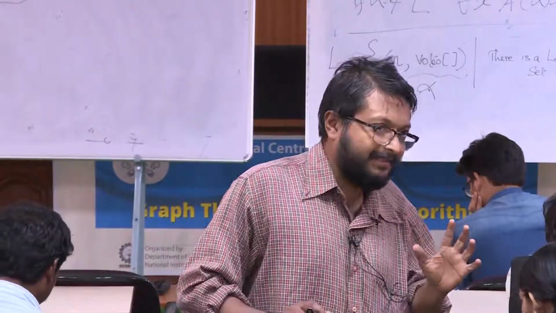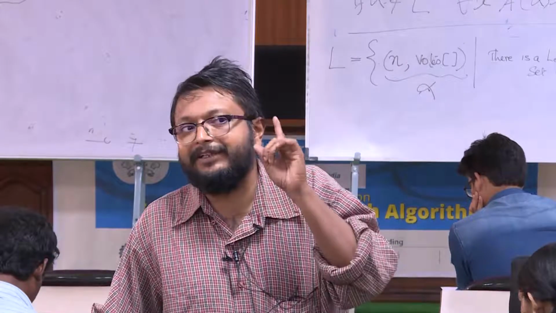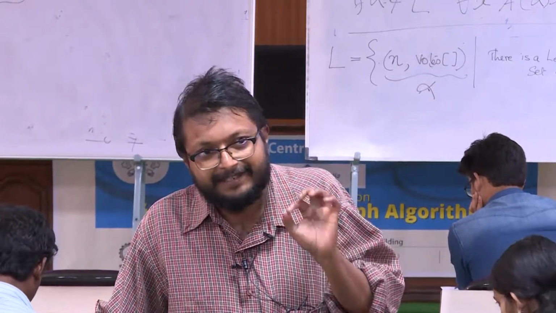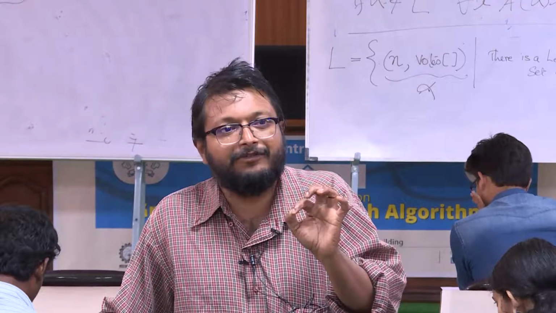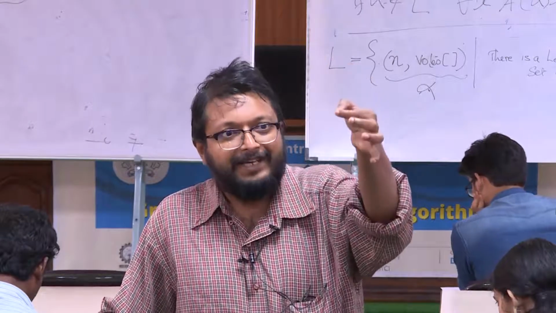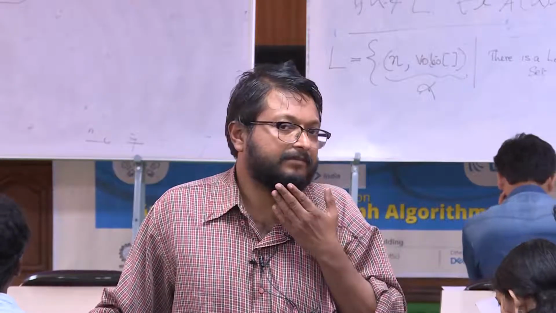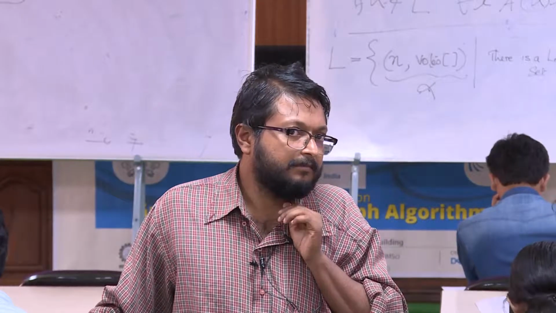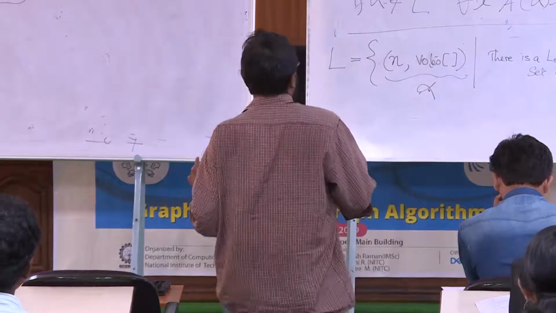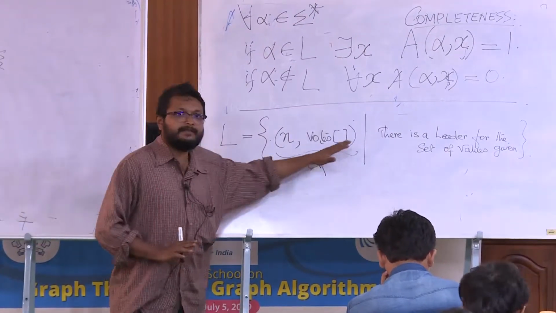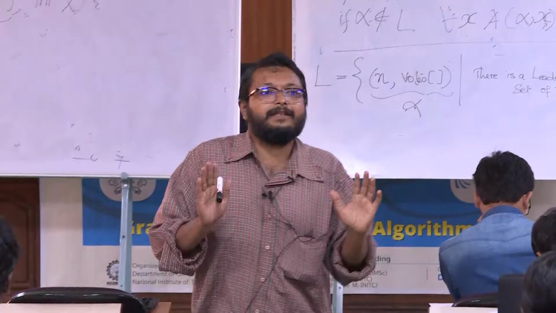You need to ensure that a certificate always exists. Only then can a verifier be designed. If you want to design a verifier, you have to find some way of ensuring that every valid alpha has a certificate. So our decision problem is whether something belongs to a set or not. The question is whether this system has a leader or not. That is your problem. And I want to verify whether this system has a leader or not.